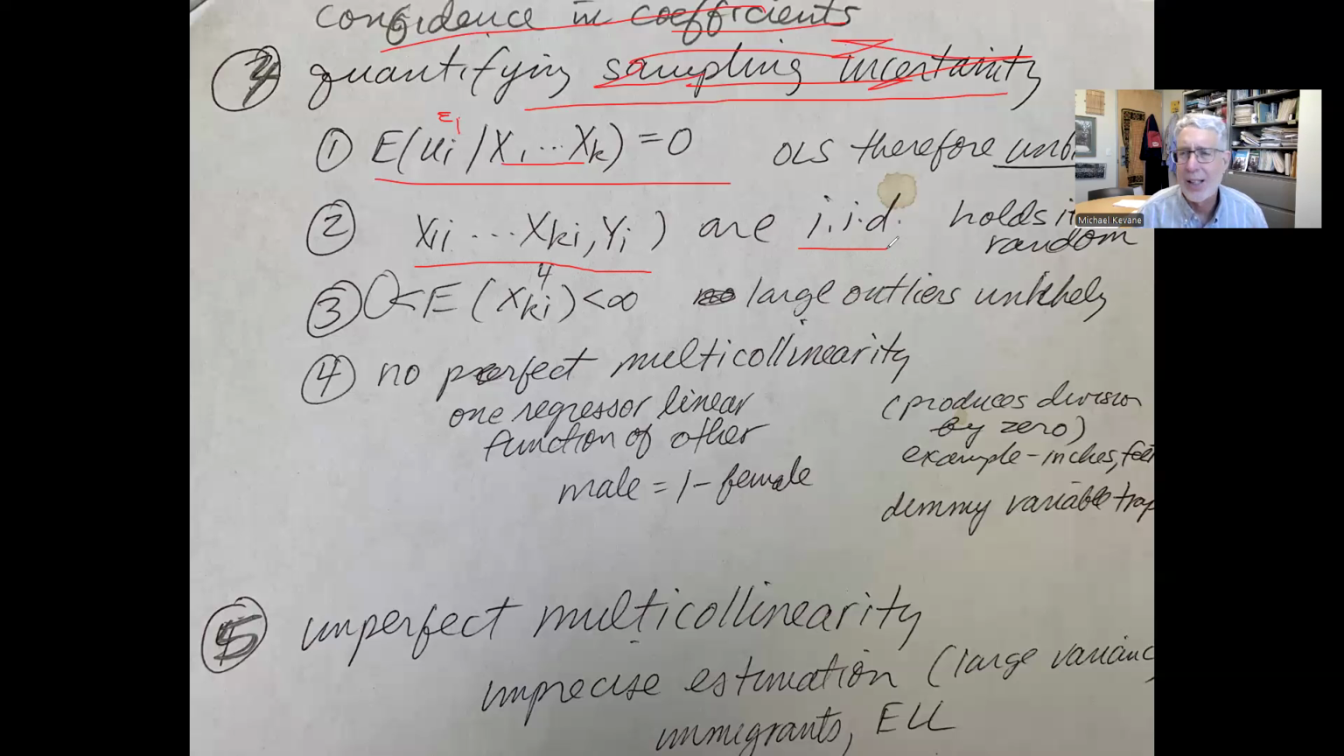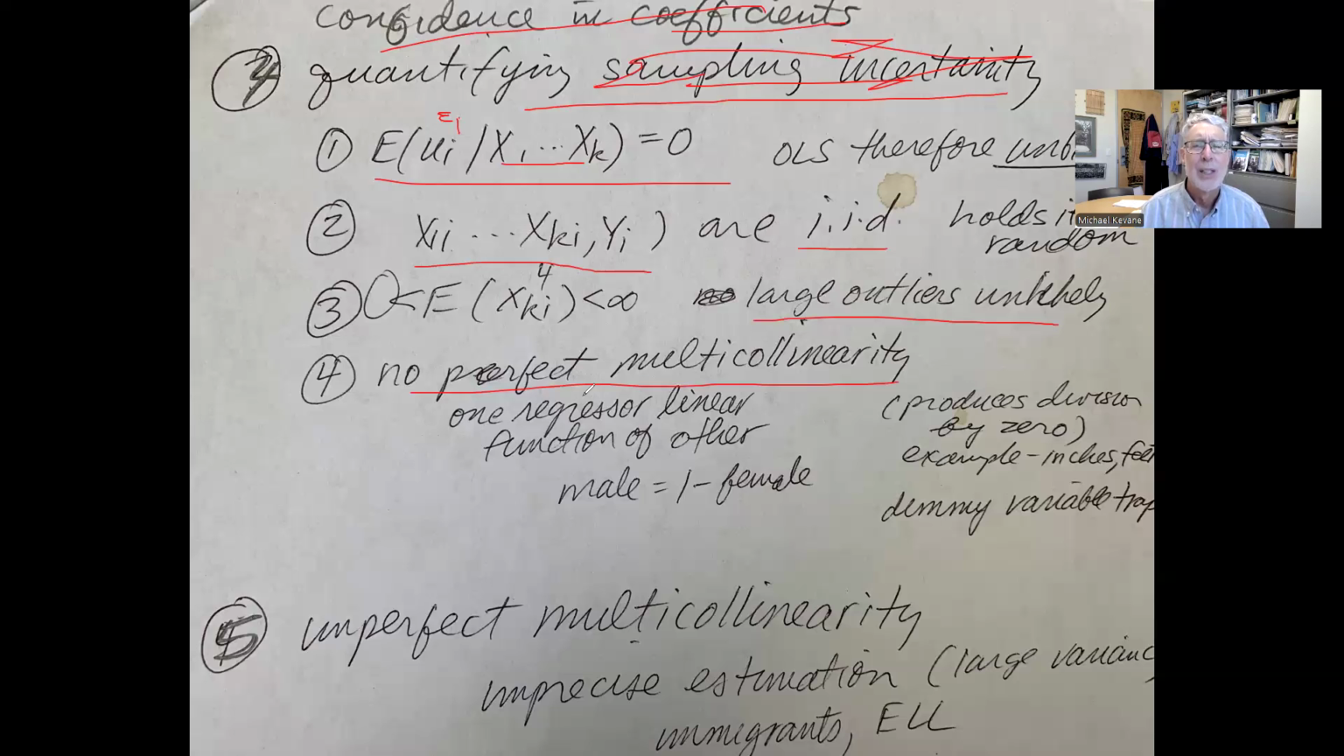So that doesn't hold if there's time series, right? That's our main case in time series. Our observations are not independent of each other, because what happens this year depends on what happened last year. We'll still assume there is a low likelihood of large outliers. We'll also assume that there is no perfect multicollinearity.